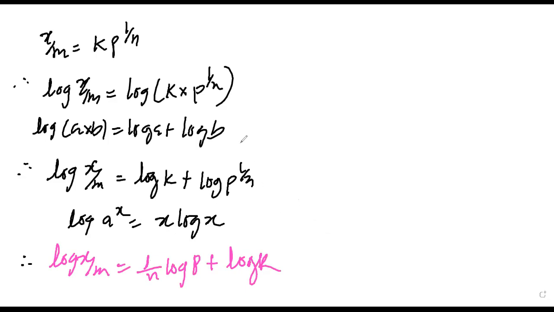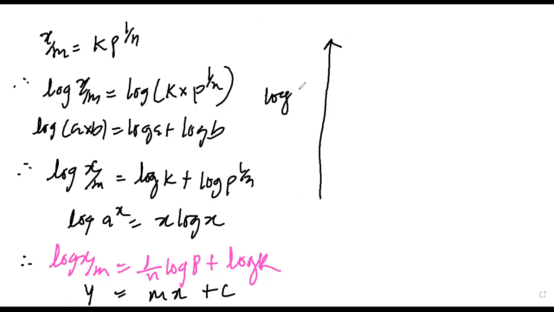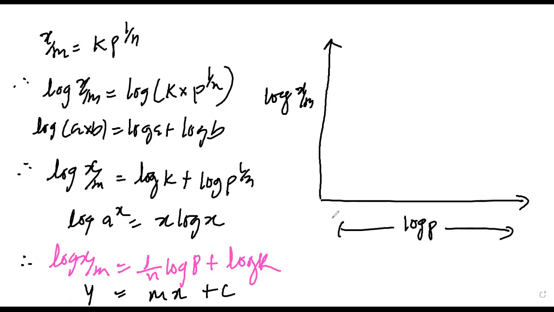When we write this, we actually make it equal to y is equal to mx plus c. So when we draw the graph of y versus x, that is, if we plot a graph of log of x by m versus log of p, we can have this kind of graph which we can extrapolate easily this way.